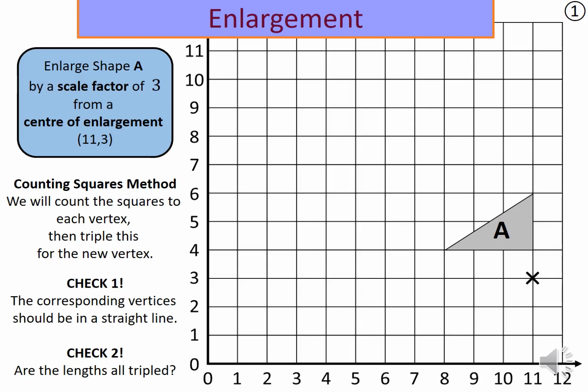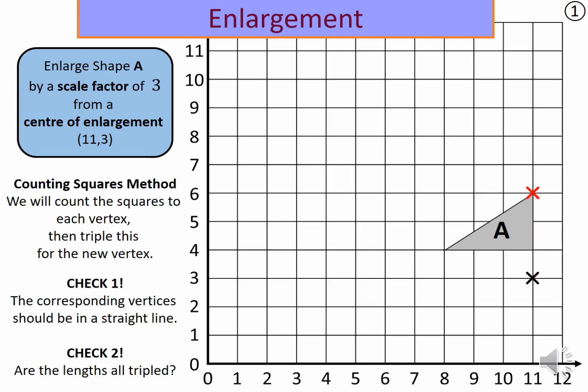So I focus on my first vertex. I can see that I can only go one square up. So now I have to multiply this distance by 3 because the scale factor is 3. So I go 3 boxes, or 3 squares, up. Now that is the position of my new vertex.